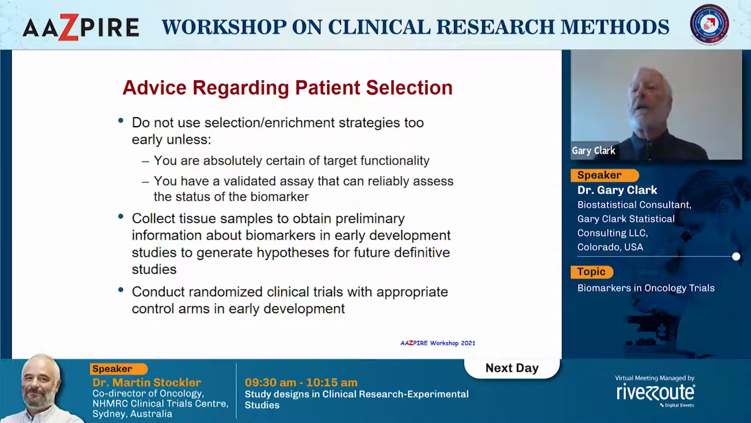I do suggest that we collect tissue samples to obtain preliminary information about biomarkers in early development studies so we can generate appropriate hypotheses for future definitive studies. And I hope I've demonstrated to you that we might want to conduct randomized clinical trials with appropriate control arms fairly early in development, especially if you have brand new biomarkers that have never been assessed before. So we have no historical comparisons or basis of comparisons until we do some kinds of studies, and randomization may help us a lot.